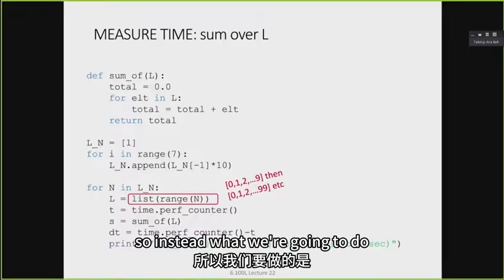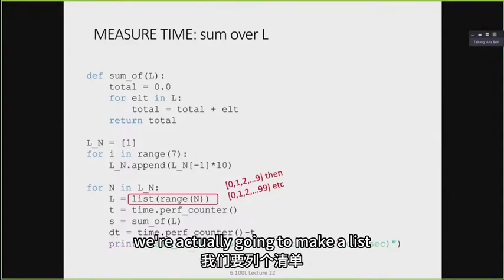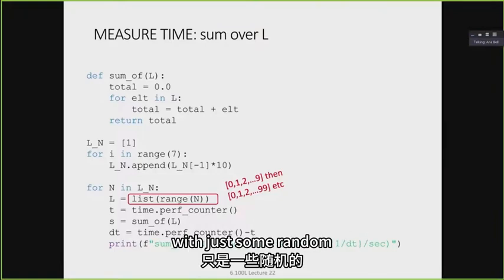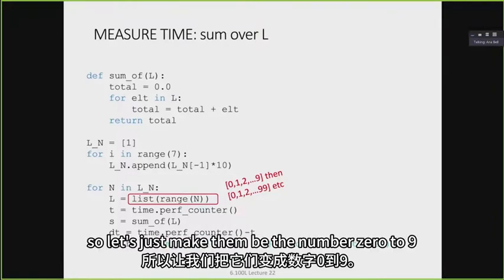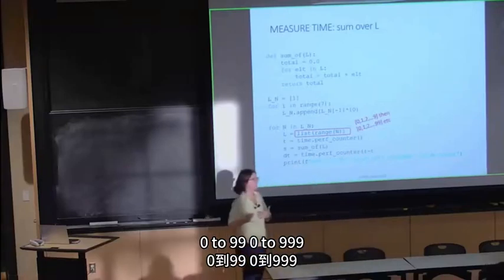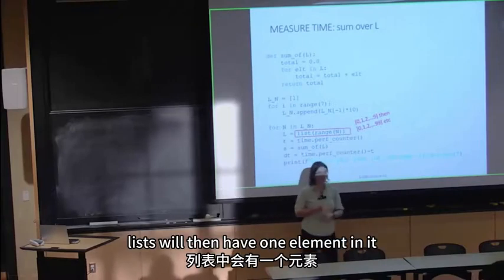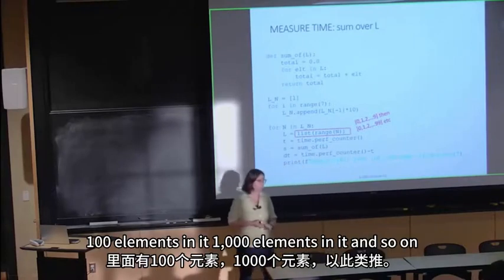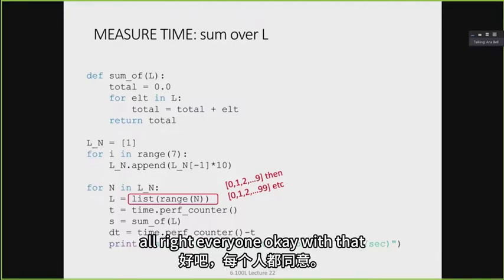So instead, what we're going to do, out of that number, 1, 10, 100, 1,000, and so on, we're actually going to make a list with just some random dummy numbers in it. I don't actually care what these numbers are. So let's just make them be the numbers 0 to 9, 0 to 99, 0 to 999. And in effect, each one of these lists will then have 1 element in it, 10 elements in it, 100 elements in it, 1,000 elements in it, and so on. All right, everyone okay with that?